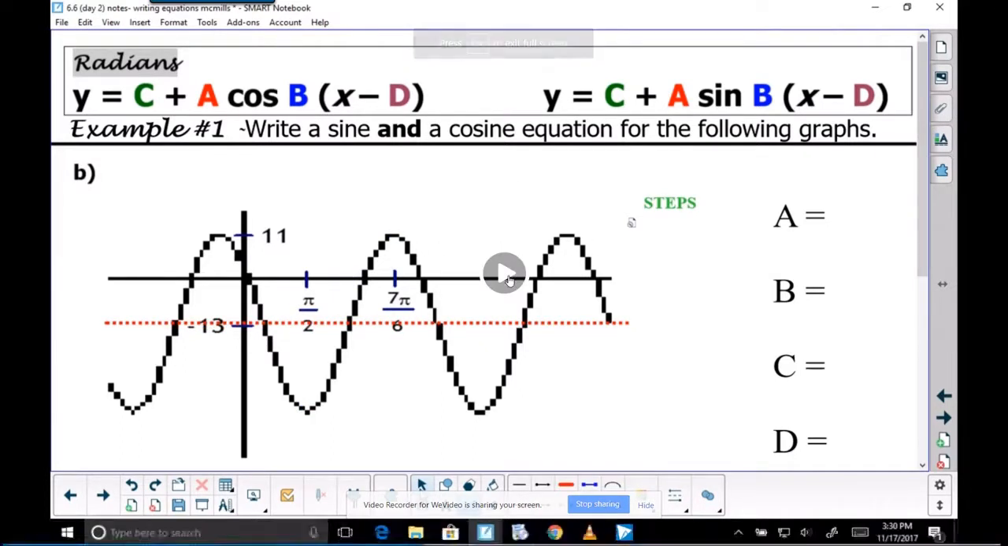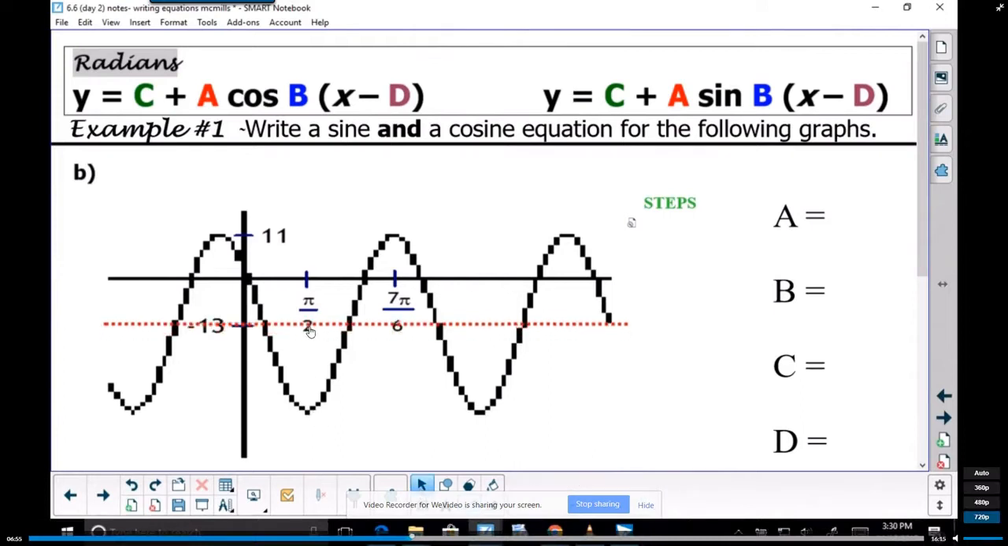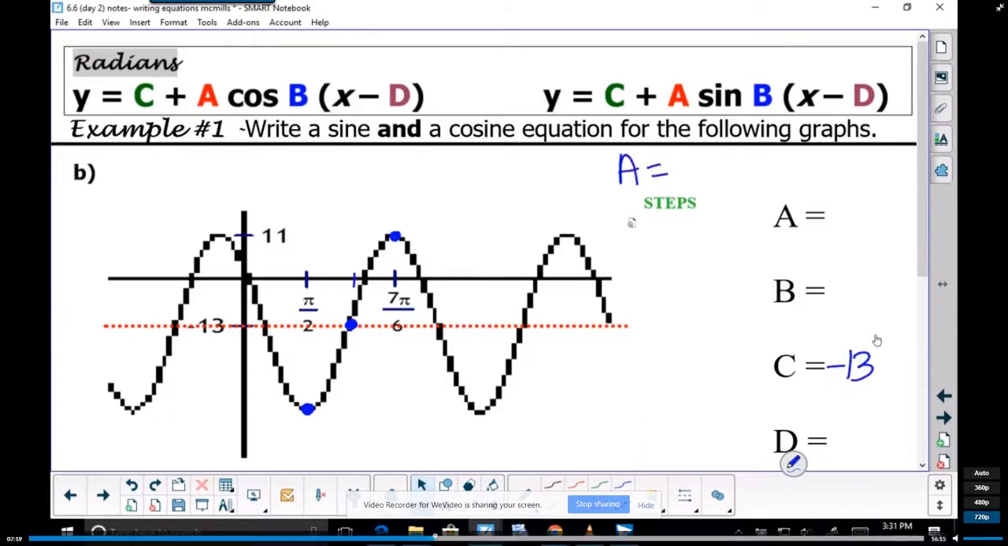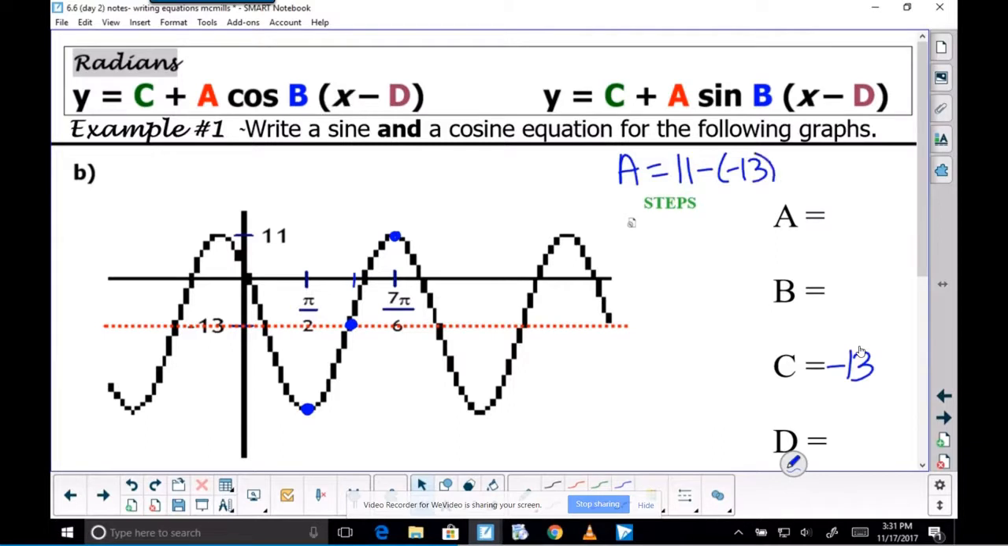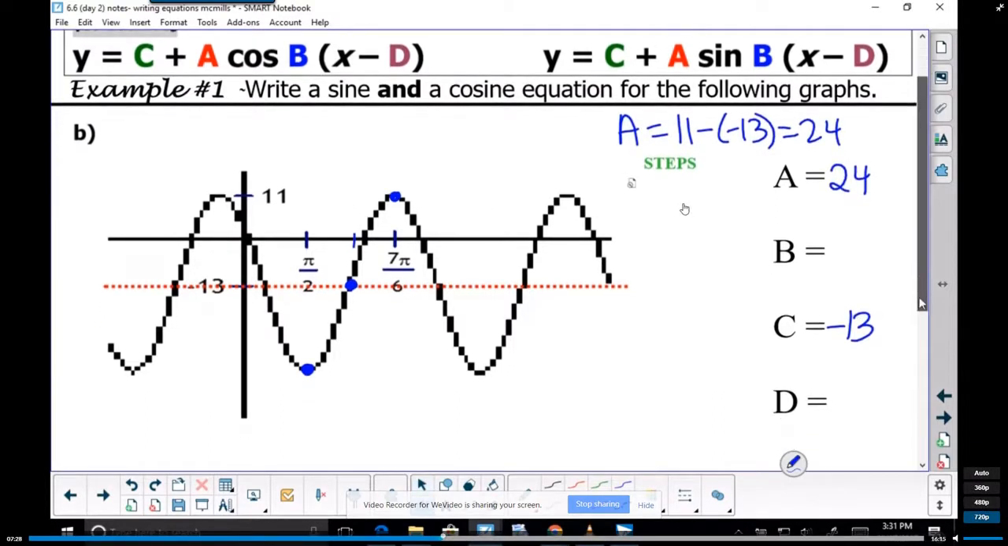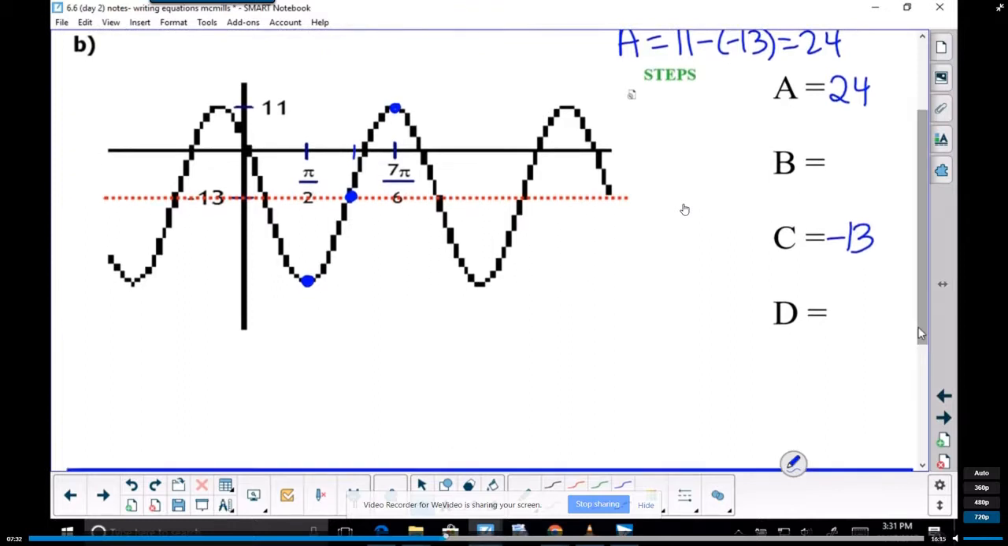So anyways, I'm going to draw in the critical points from positive pi/2 to 7 pi/6. Pi/2 is a minimum, and then we have an SA and a max. So I'm going to go ahead and start finding our letters. I forgot to write down that C is -13 and A is going to be 24 because it's the maximum of 11 minus -13. But let's now move on to our B value.